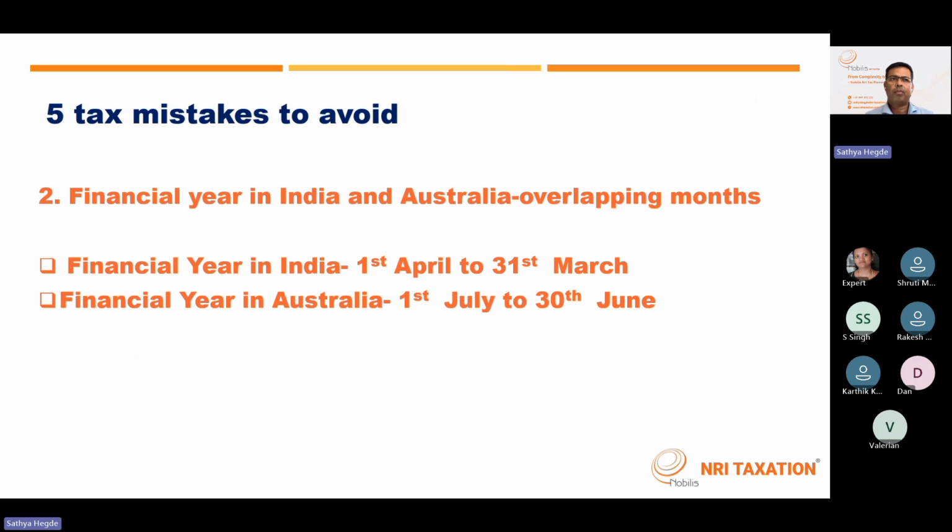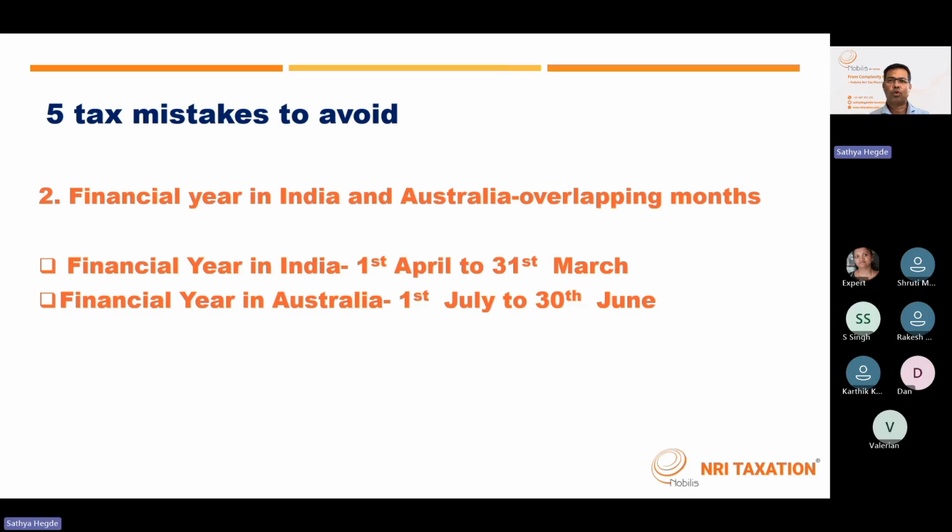The second important point is about the financial year differences between India and Australia. In India, the financial year is 1st of April to 31st of March, and in Australia, it is 1st of July to 30th of June. Why is it not advisable to sell properties during the overlapping months? Let us take April, May, June.